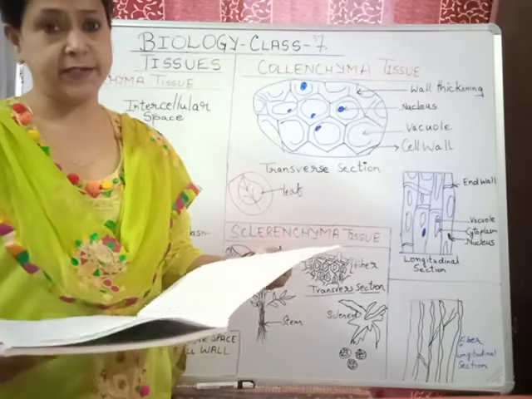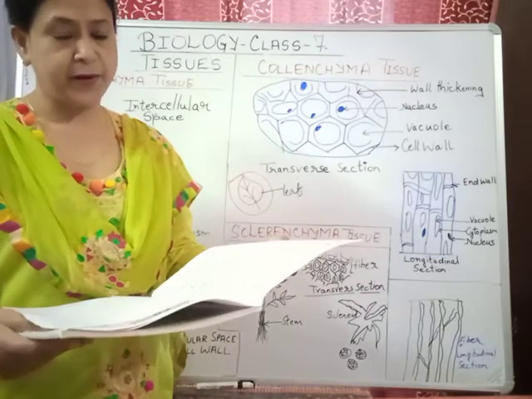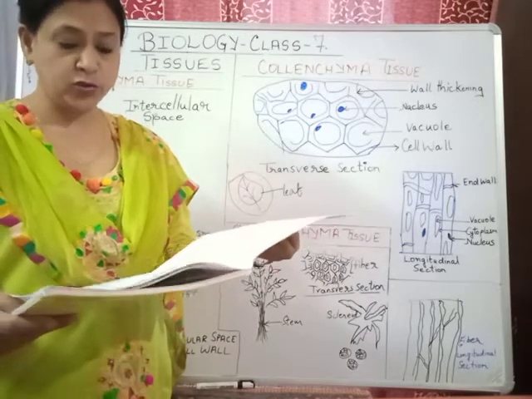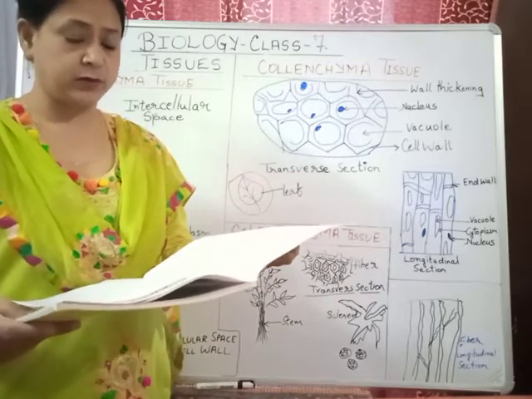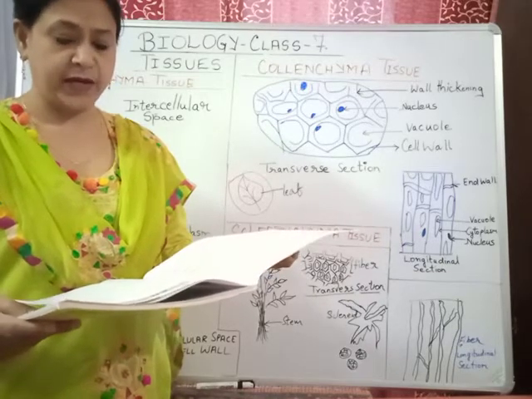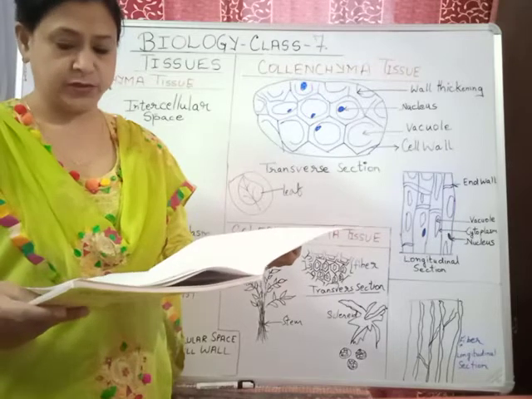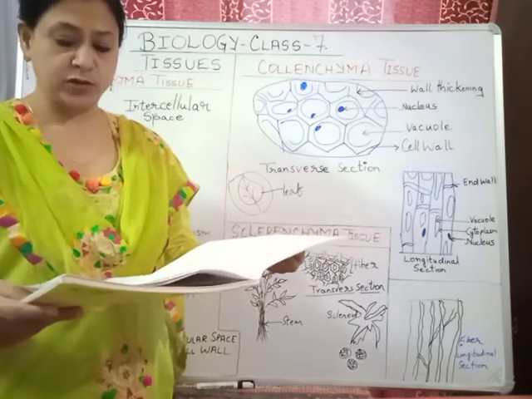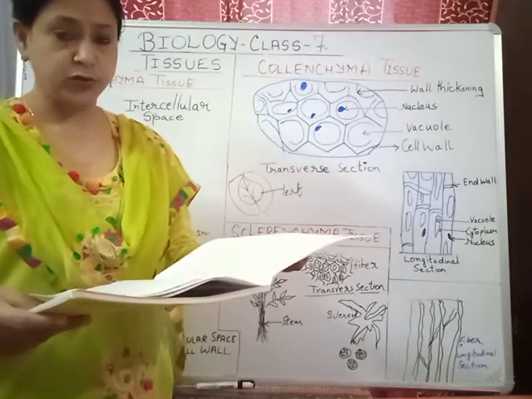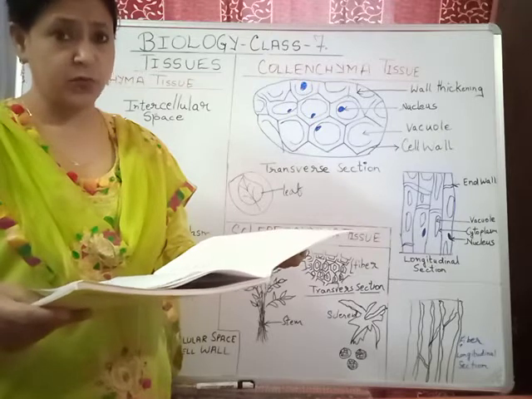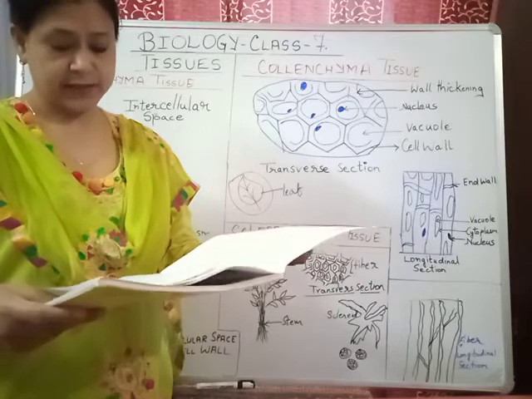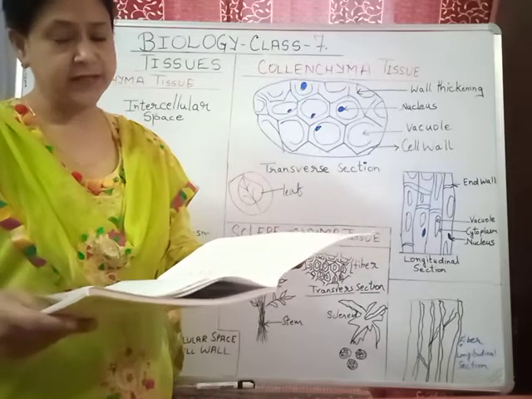Plant tissue is divided into two: meristematic tissue and permanent tissue. Meristematic tissue gives growth to the plant, and it is subdivided into three parts: apical, intercalary, and lateral. Permanent tissue is also divided. It protects the tissue. It is divided into two: simple and complex. Simple is further divided into three parts: parenchyma, collenchyma, and sclerenchyma.